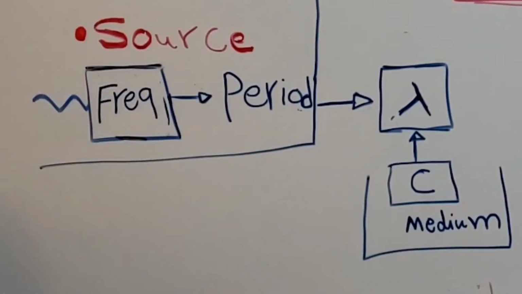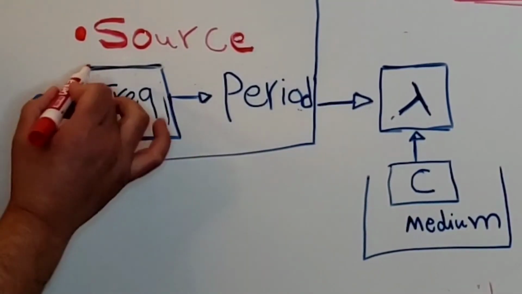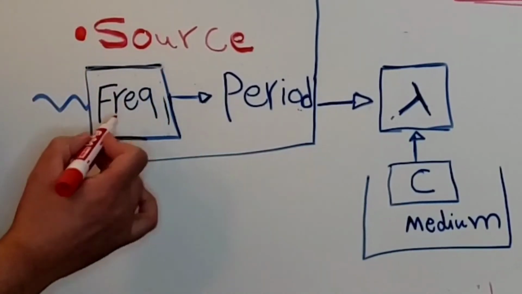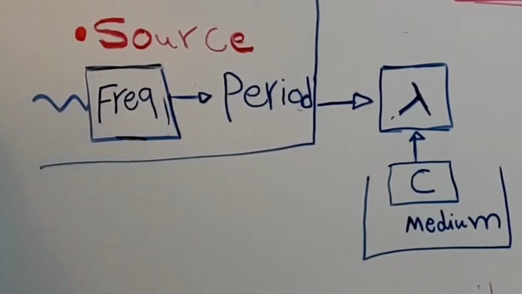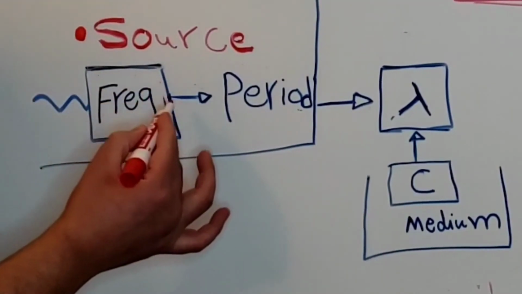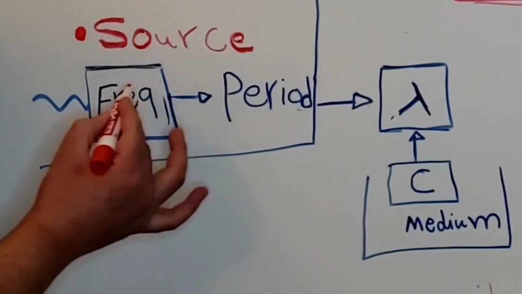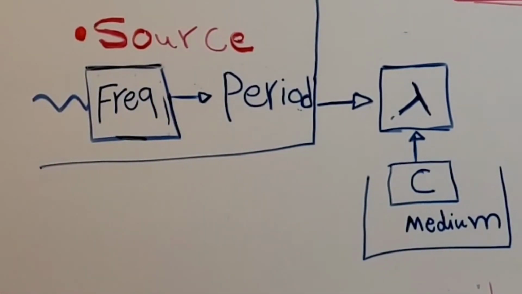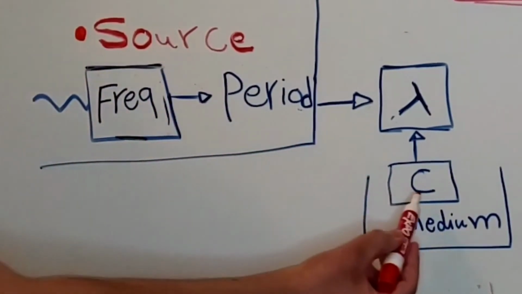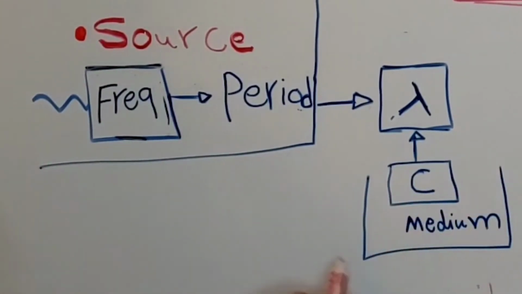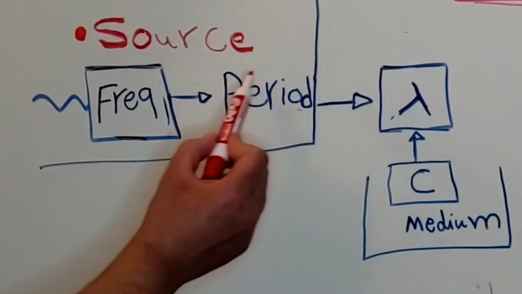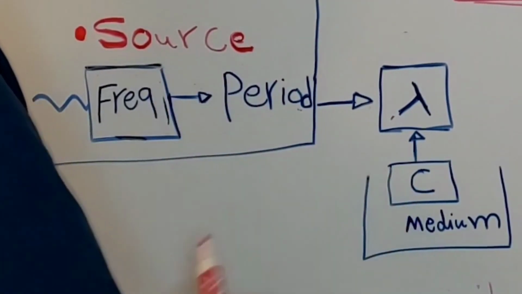The conclusion here is that the frequency and the period depend only on the source. How does the frequency depend on the source? Because each transducer has its own frequency. And when the frequency changes, the period changes because the period is reciprocally related to the frequency. For the propagation speed, it depends only on the medium. The wavelength depends on the source and depends on the medium.